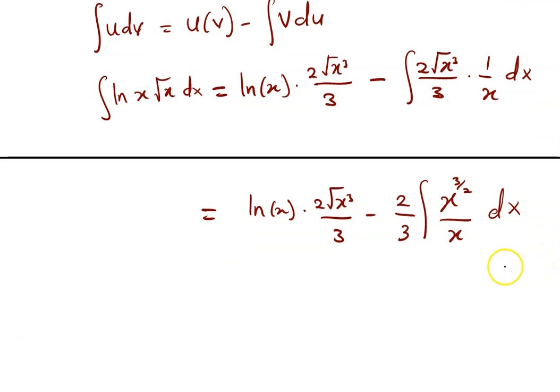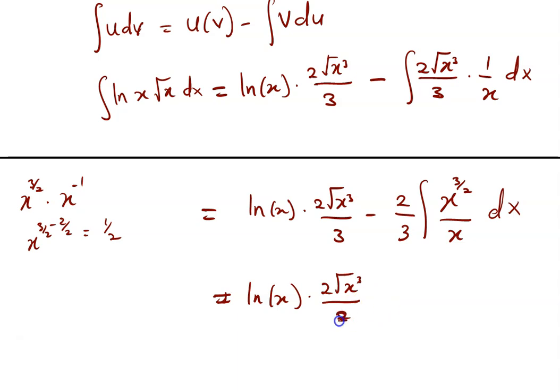So can we do any simplification? Yes, we can do simplification here. This is the same as x exponent 3 on 2 multiplied by x exponent minus 1. I'm using lots of indices. So I'm just going to say x exponent 3 on 2 minus 2 on 2 here. Right. Then at the end, what do I get? I'm going to get x exponent 1 on 2. If I simplify, I'm going to get half. Yes, I believe I'm good to go. So at the end, it's going to be ln x multiplied by 2 root x cubed, all divided by 3, minus 2 on 3, integration of x exponent half dx.